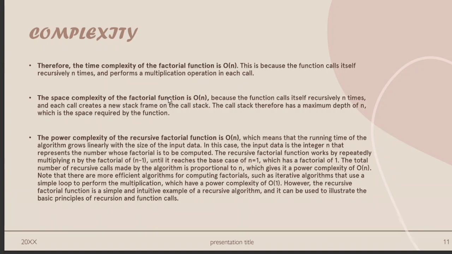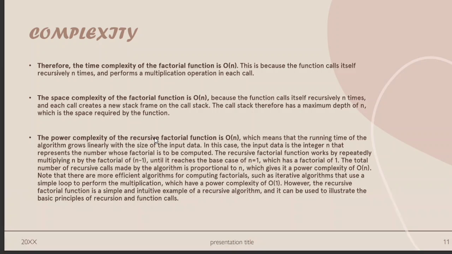The space complexity of the factorial function is O(n) because the function calls itself recursively n times and each call creates a new stack frame on the call stack. The call stack therefore has a maximum depth of n, which is the space required by the function.